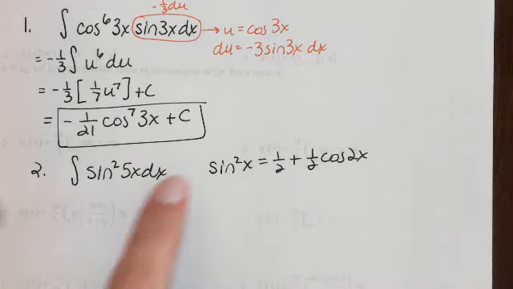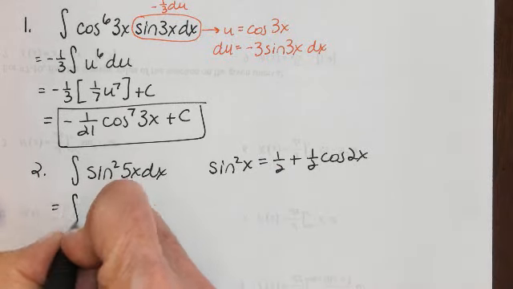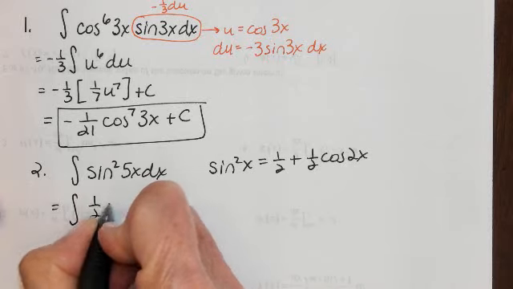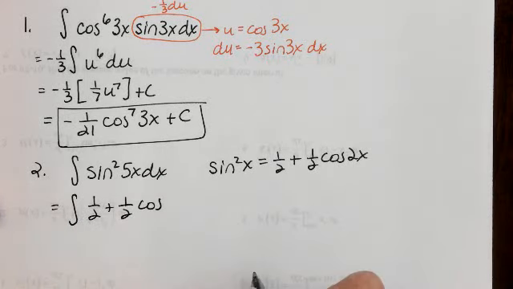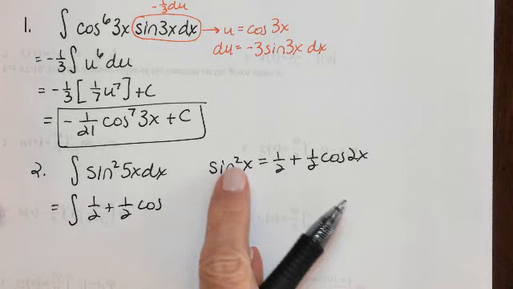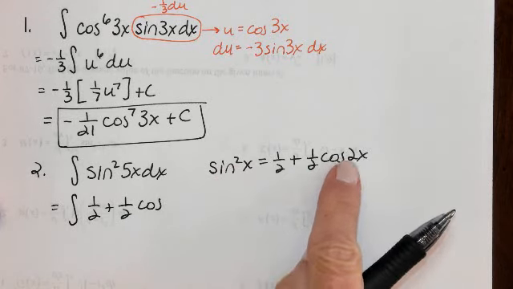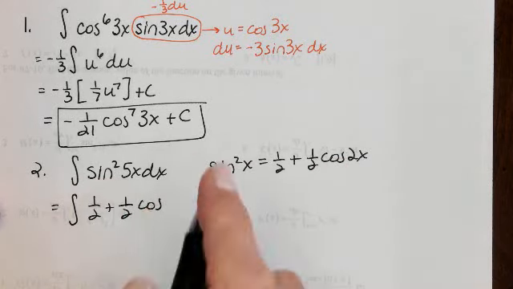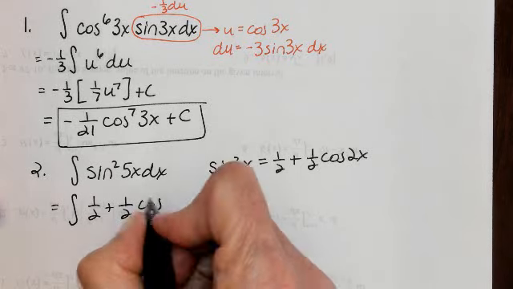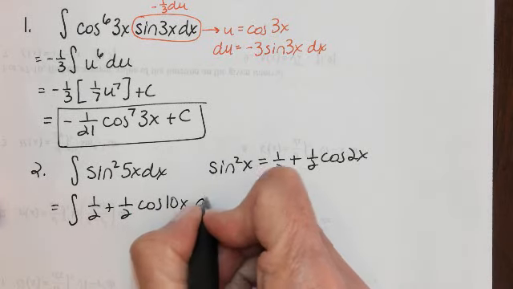Right? Now, so we have 1/2 plus 1/2 cosine of what? Well, sine squared of x has a cosine of 2x. Then sine squared of 5x is going to have a cosine of 10x.